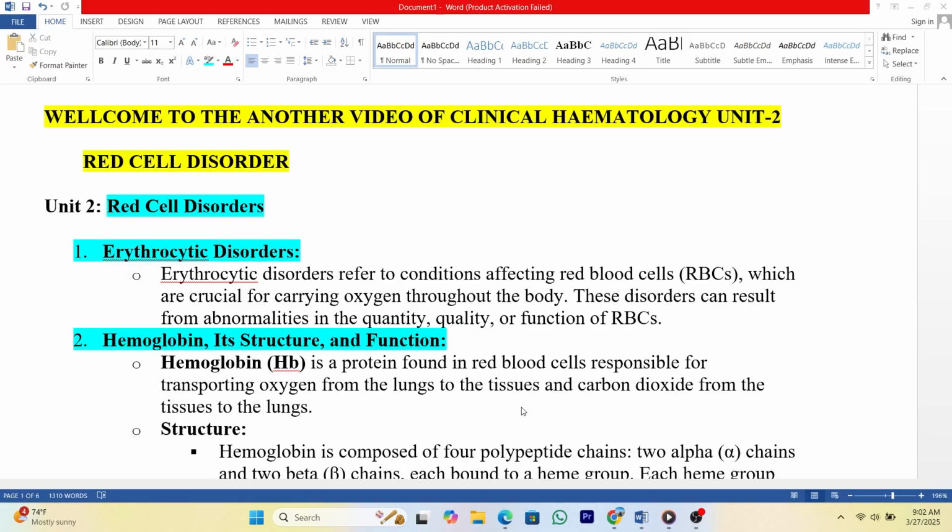2. Hemoglobin, its structure and function. Hemoglobin, Hb, is a protein found in red blood cells responsible for transporting oxygen from the lungs to the tissues and carbon dioxide from the tissues to the lungs.